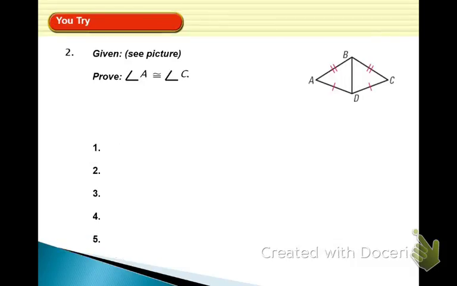Here's another proof. We have to prove A is congruent to C. This one's a little bit more straightforward. So let's do this proof. The first thing we have to do is prove the triangles are congruent, then we'll use CPCTC to show that A is congruent to C. So how would I start this proof out?